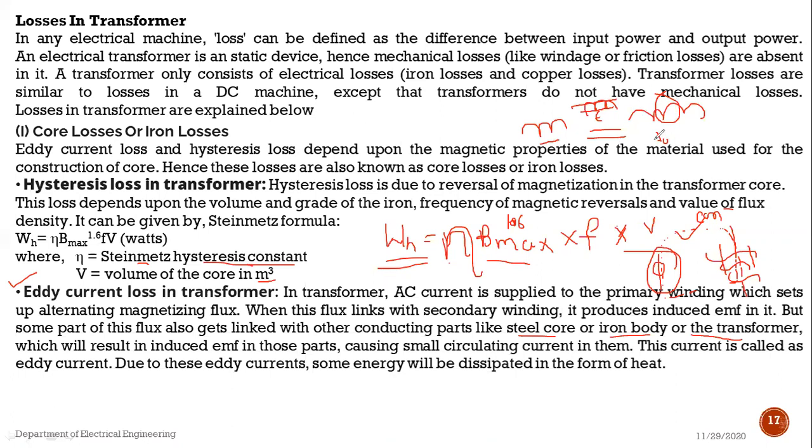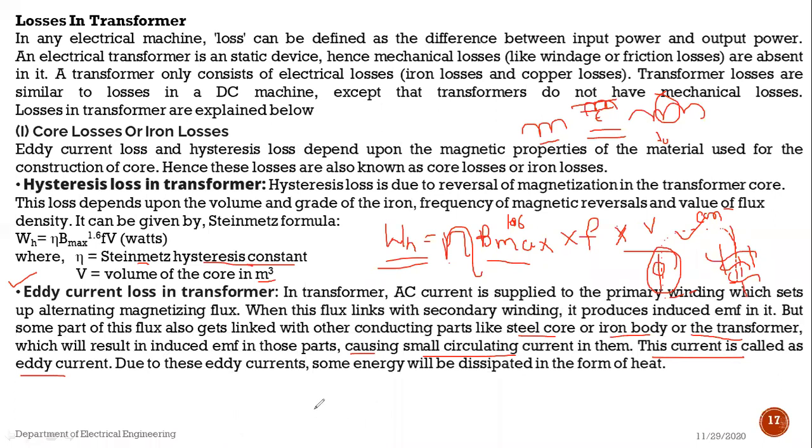So due to that induced EMF, it will set up a small amount of current in that conducting part. This current is called circulating current, or this small amount of current causes a small circulating current, and it is also called eddy current. Due to that eddy current, some of the energy will be dissipated in the form of heat.